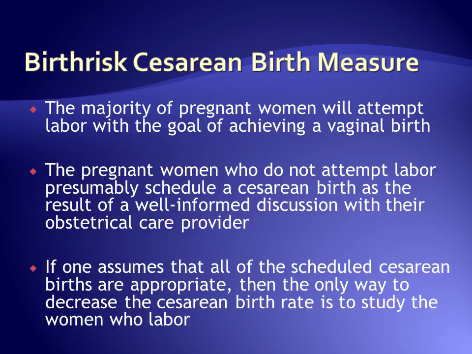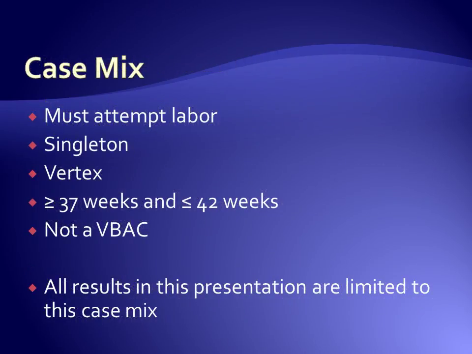And third, if one assumes that all of the scheduled cesarean births are appropriate, then the only way to decrease the cesarean birth rate is to study the women who labor. Therefore, my case mix includes only women who attempt labor with a singleton baby in vertex presentation between 37 and 42 weeks without a history of a prior cesarean birth.